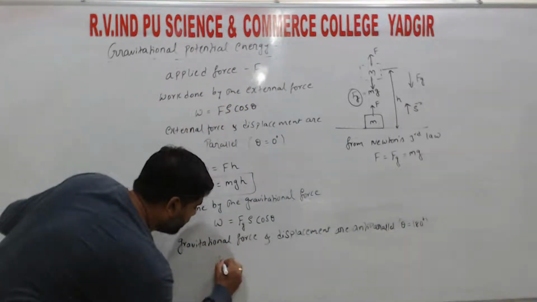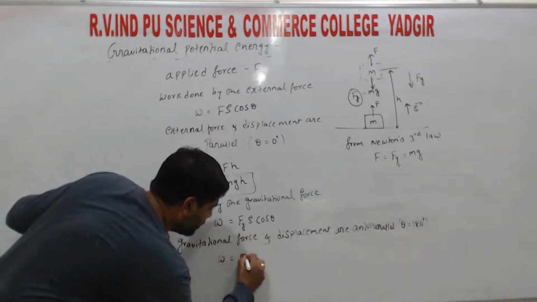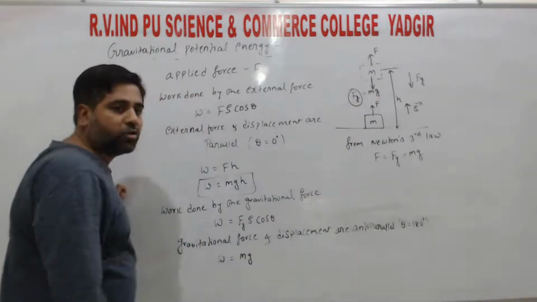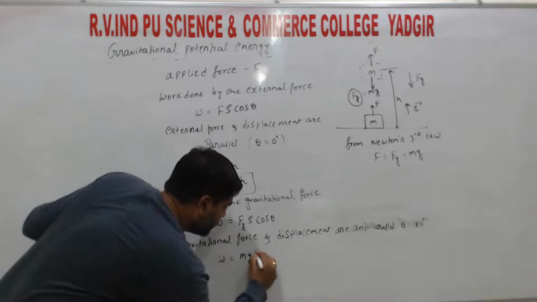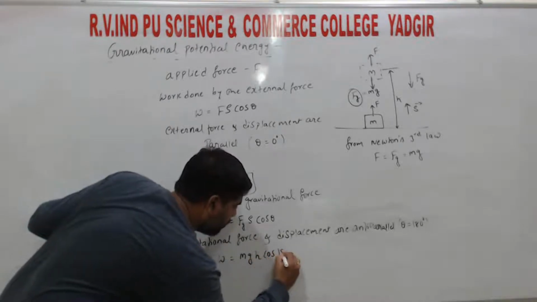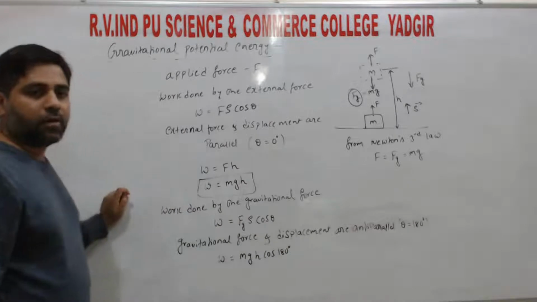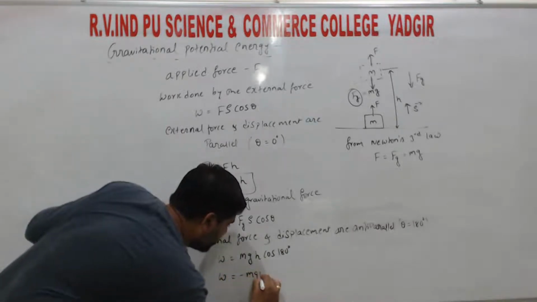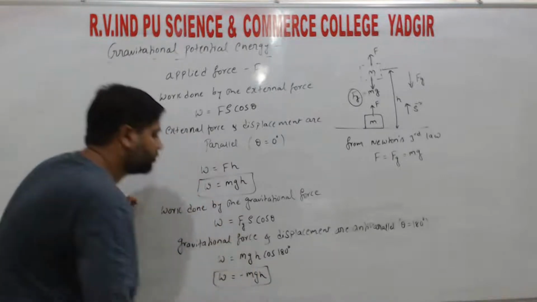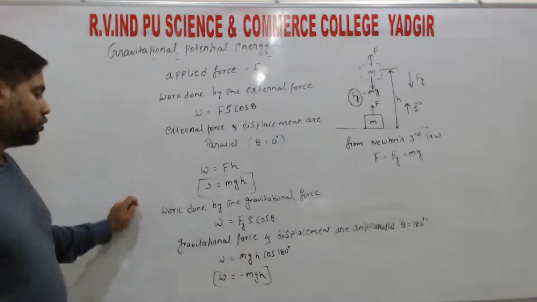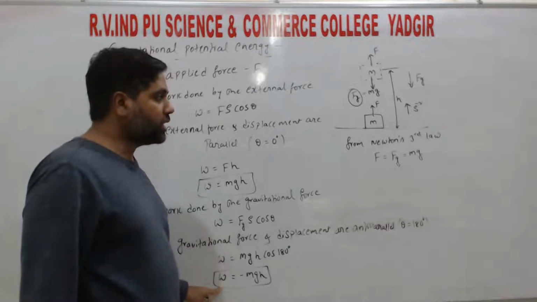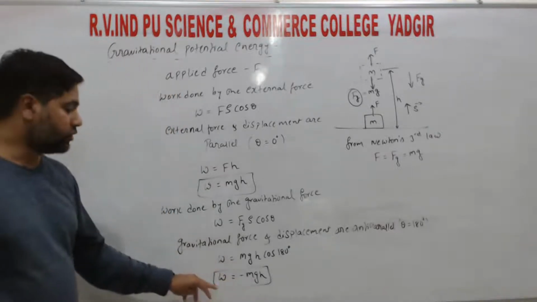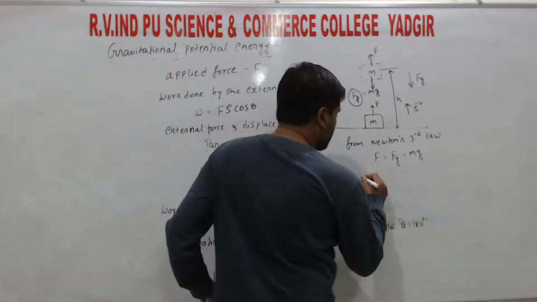So substitute here, W is equal to Fg, which is m into g. Displacement is h, and cos 180 degrees is minus 1. So work done by the gravitational force is equal to minus mgh. So this work done by the gravitational force is stored as the potential energy. So we call this gravitational potential energy.